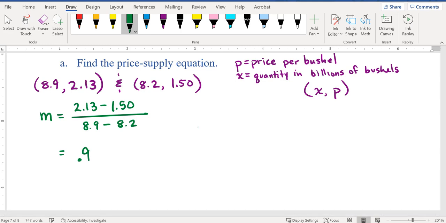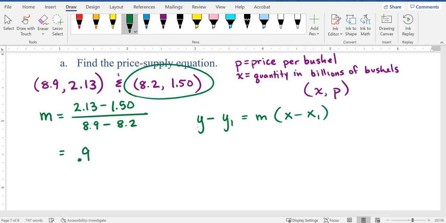So now here comes the equation of my line. Do you remember point slope form? y minus y1 equals m times x minus x1. So I'm going to use this point. y minus 1.5 equals 0.9 times x minus 8.2. I'm going to solve for y equals. Oh, and my y is really a p. Let me go change that real quick. Well, I'll change it at the end.